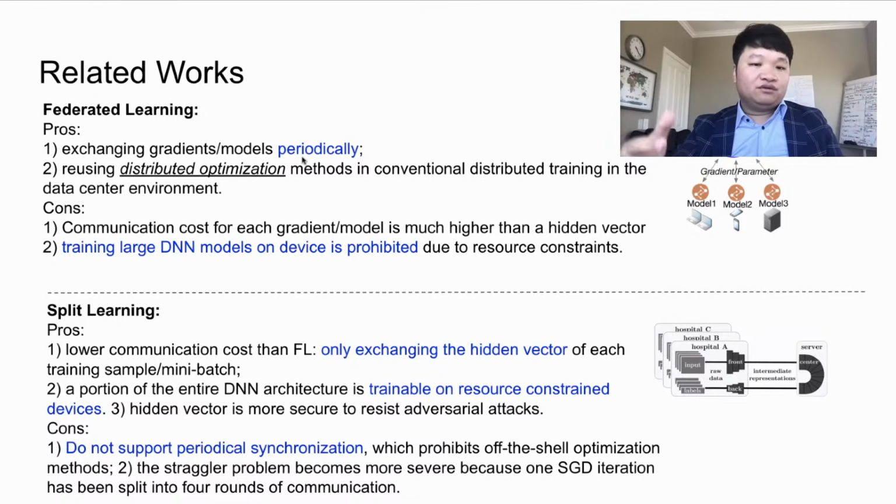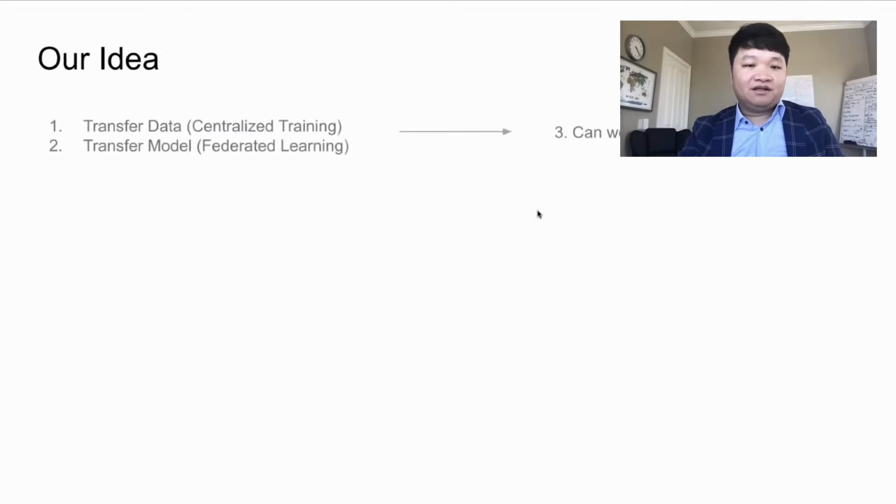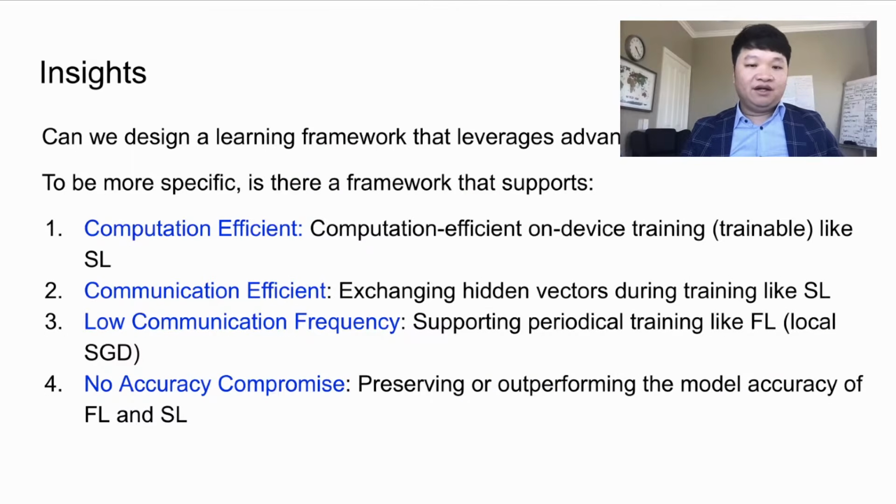But the challenging problem is that this method cannot do periodic training like federated learning. Federated learning normally does periodic training, as I just showed here. We can train locally for many epochs and then synchronize to the server side. But this periodic property does not exist in split learning because, as I mentioned, each time we have to do forward propagation across the client and server sides. So we are thinking about how to integrate the benefits of these 2 frameworks into a single one, which can be computation efficient, communication efficient, and have low communication frequency, like federated learning, which has local SGD.